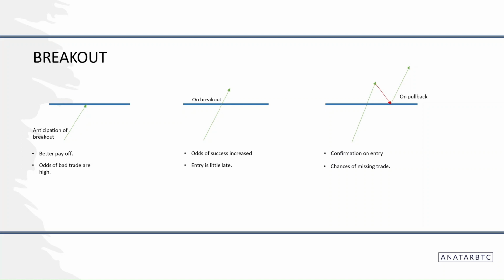How veteran traders do it is they divide their position size into three parts. With one third of their position size, they enter in anticipation of breakout. When breakout happens, they add the second one third to their entry, and on the pullback, they add the remaining amount. In this way, they protect their capital in a better way since they are entering with only one third in anticipation of breakout. So even if odds of bad trade are high, still you are not losing big capital.